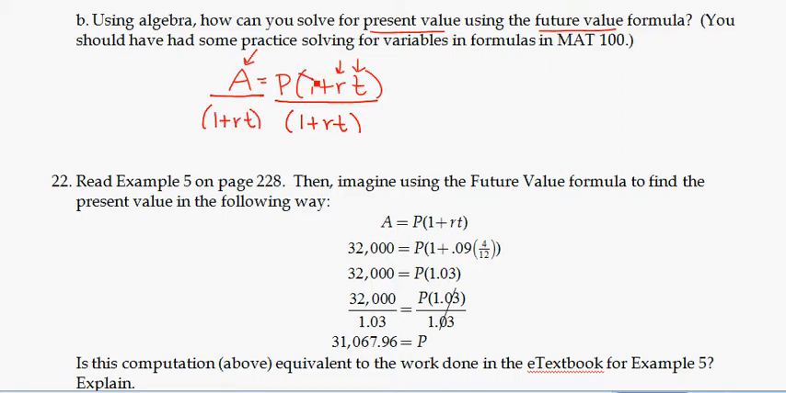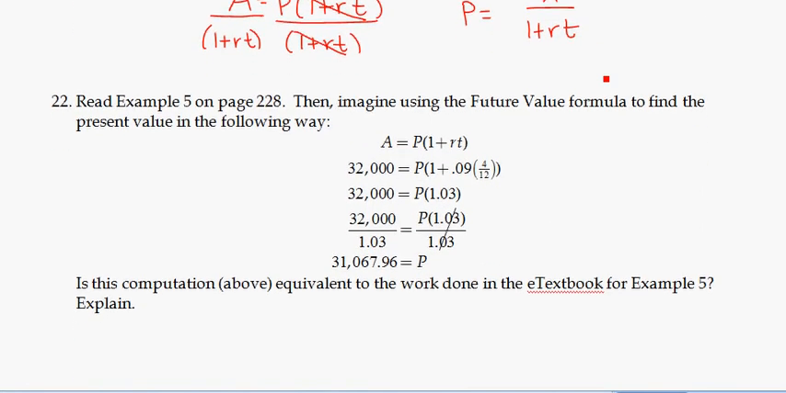And since this is a whole factor that's common, this is dividing something over itself. This is just a big 1. And so I'm just left with P is equal to A over 1 plus RT. So this is the present value formula, but it's really just the future value formula rearranged. Now you should have been able to solve formulas like this in the past, so this shouldn't be a new skill, but I want you to see that they're really the same.